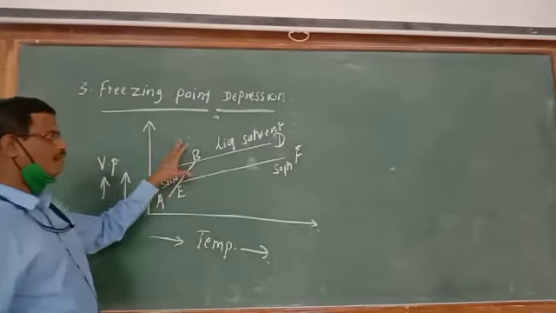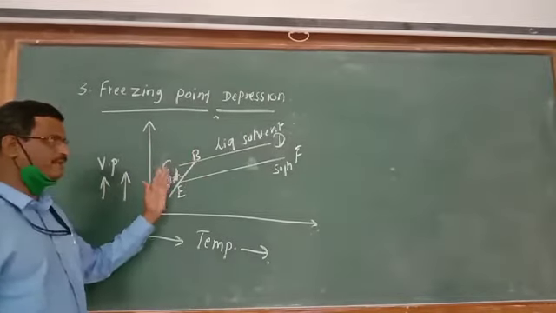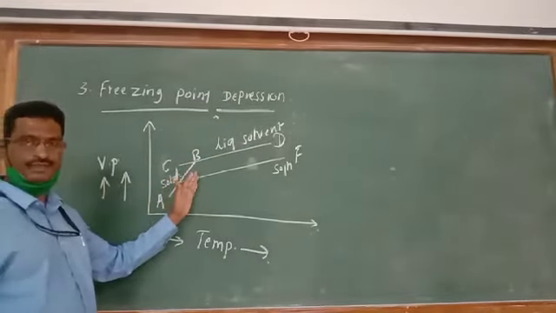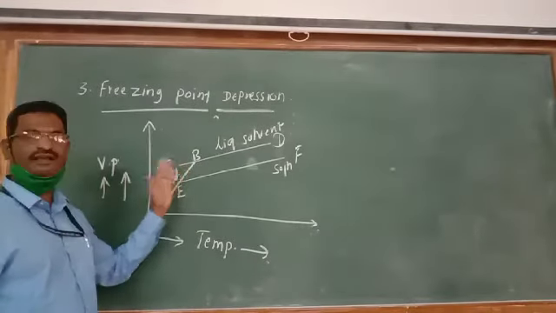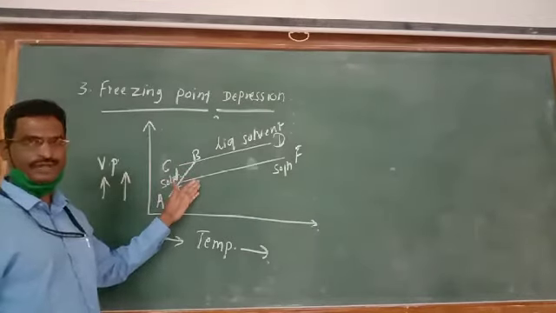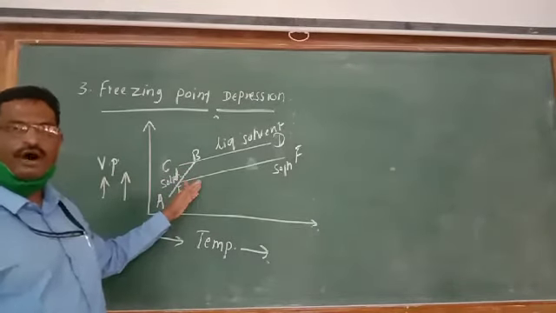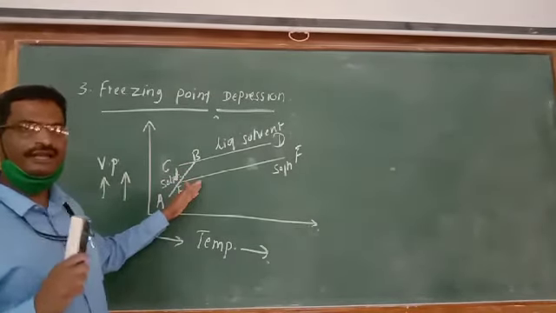Now this is the consequence of vapor pressure on the freezing point. How is this applicable? What happens? Now see the interpretation of this graph. How is it interpreted? How can it be read?